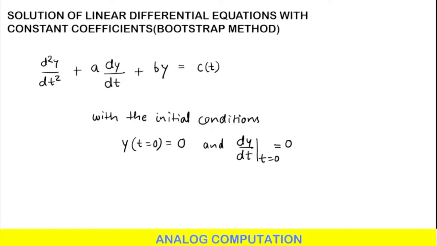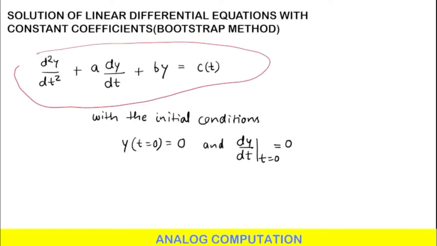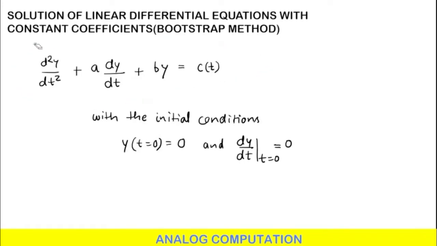So for example, let's see the solution of a linear differential equation, where a and b are constants. We are provided with the initial conditions: y at t equals 0 is equal to 0, and dy by dt at t equals 0 is 0. We will solve this equation by making an electronic circuit for it. So these are the initial conditions.